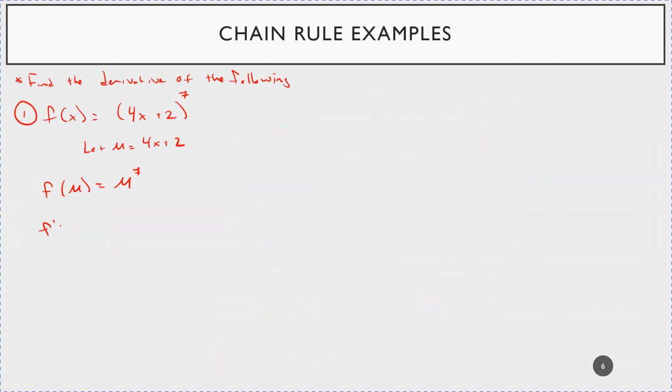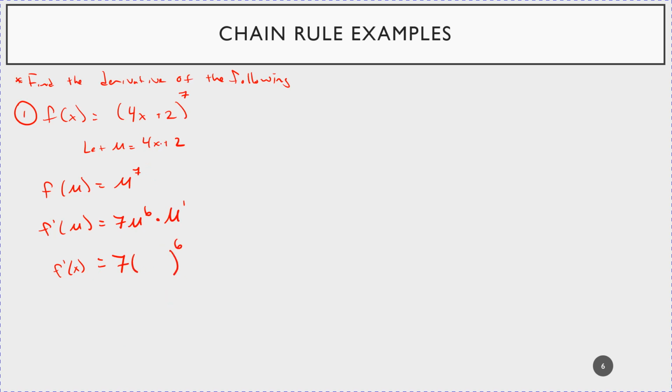So f prime of u is equal to... I'm going to differentiate this. This 7 comes down, so this becomes 7u to the 6th power times u prime. Well, I've got to find the derivative of u. Watch what happens here. So f prime of x, when I switch this back to the x variable, is 7 times u to the 6th power.